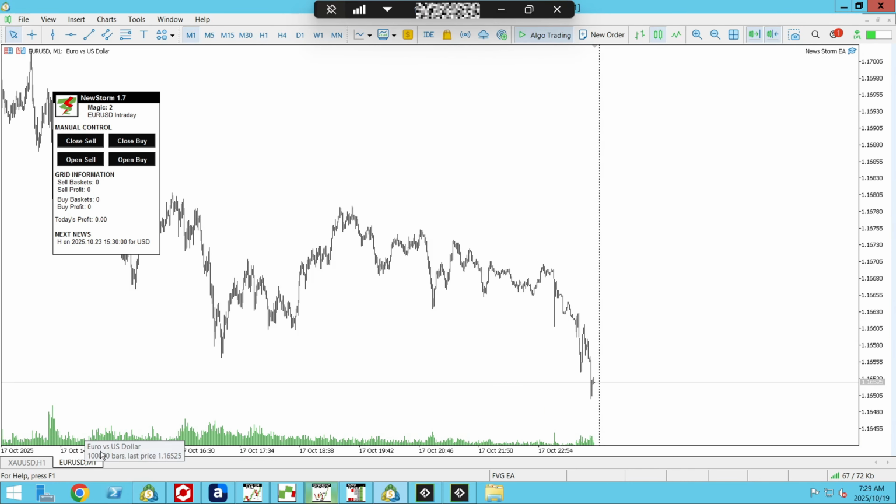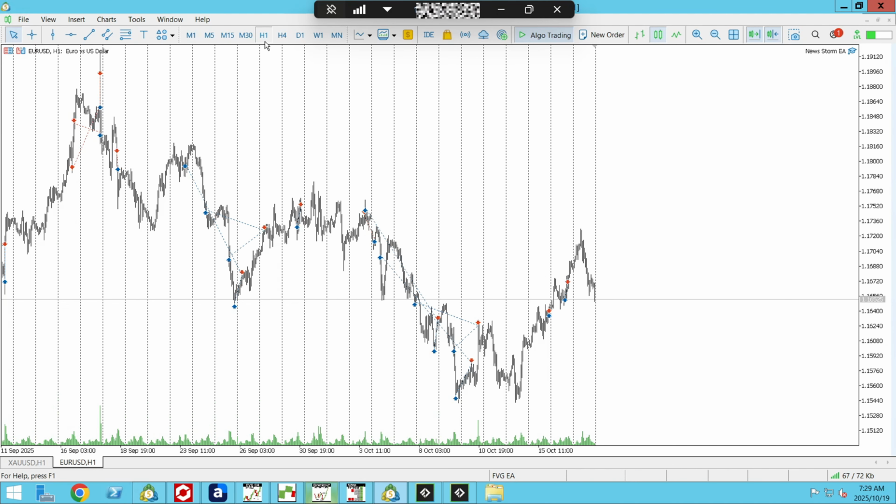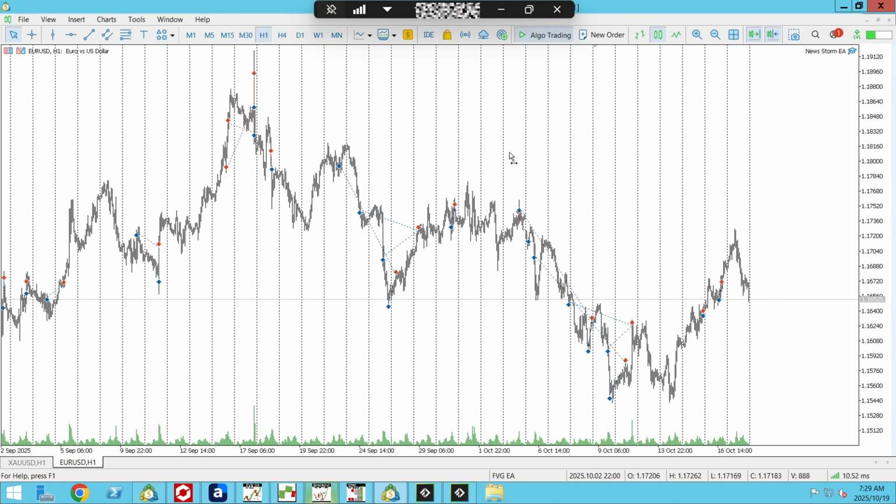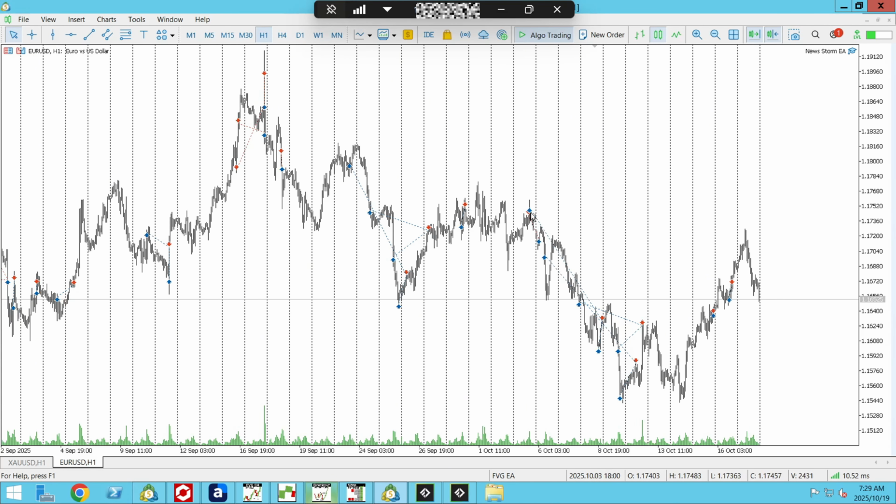On EURUSD, it's a little bit different. Let's also jump to 1 hour. This will help us to see the difference in how it's handled. You can see automatically that in EURUSD, the trades are handled over multiple days. Also, you need to know that the grid space in EURUSD is much bigger than gold, which explains why we have a grid that is managed over multiple days.